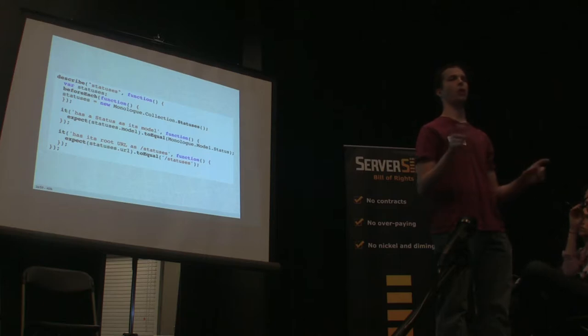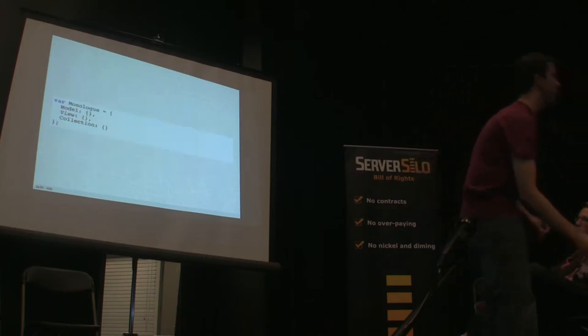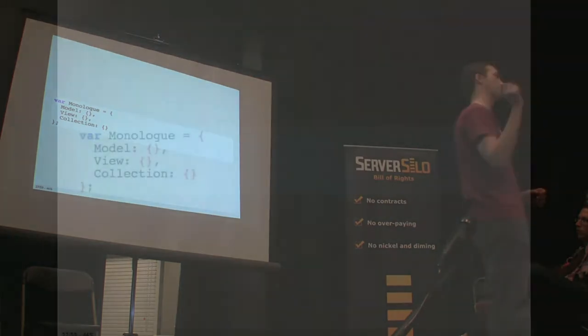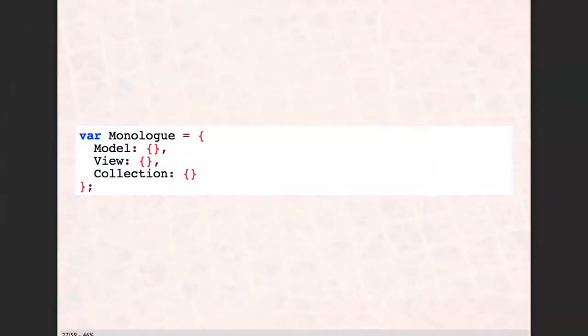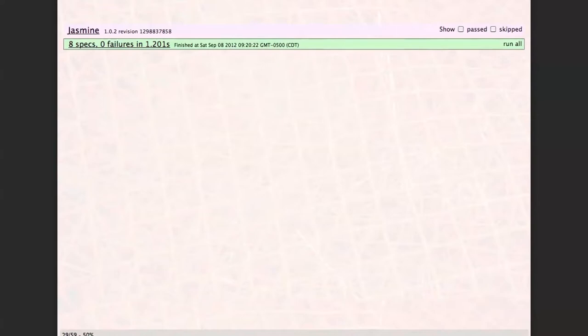And then you just have a web runner so you can pull it up. So right now, the test would fail. You can make that pass by making a monologue global object or global variable, putting your models, views, and collections in there, and then writing just the tiniest amount of code in order to make that test pass. So in this case, a really simple Backbone model and then a collection that has that as its model. And as soon as you do that, the test passes.